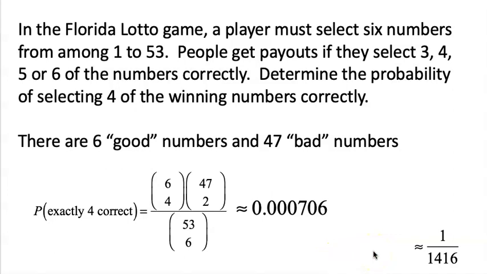Just to give you some perspective on that number, that is in the neighborhood of 1 part out of 1,416. So if 1,416 people played the game, we would expect about 1 person to have exactly 4 of those numbers correct. And that's one of the ways that state lotteries make money, is people assume their probabilities of winning are much higher than they actually are.